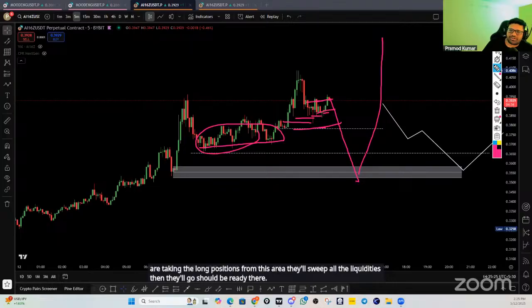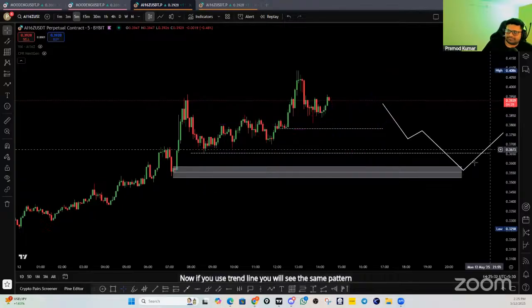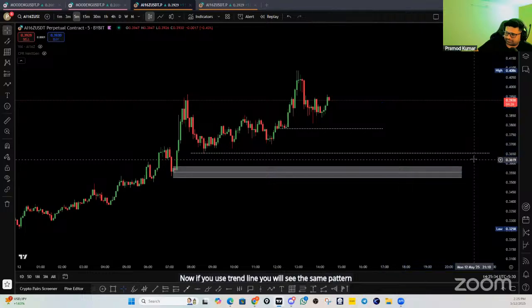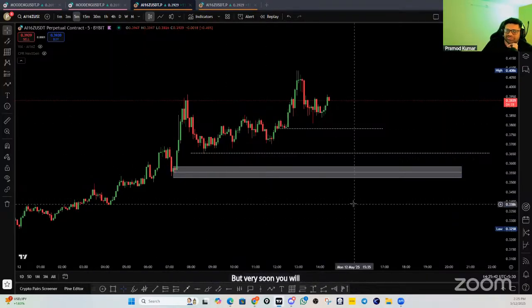Now, if you use a trend line, you will see the same pattern. I know it will be confusing, but don't worry. It's the very first time we are speaking about this, but very soon you will come to know how it works in the market.